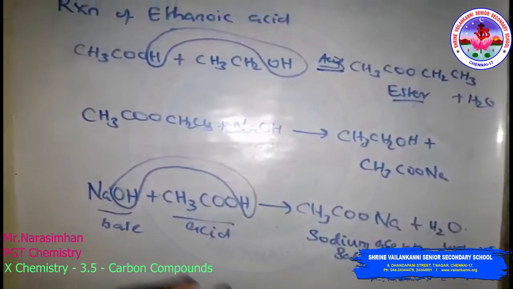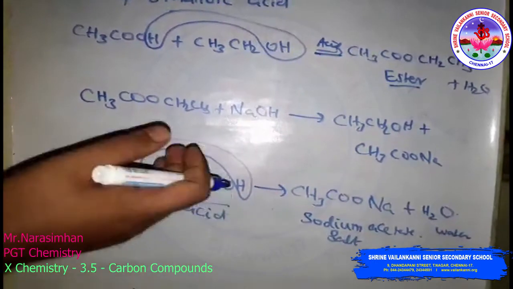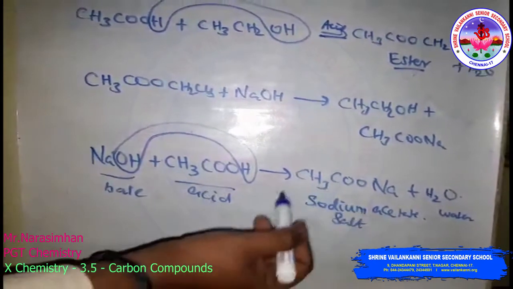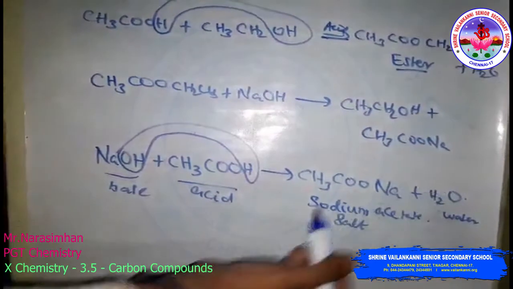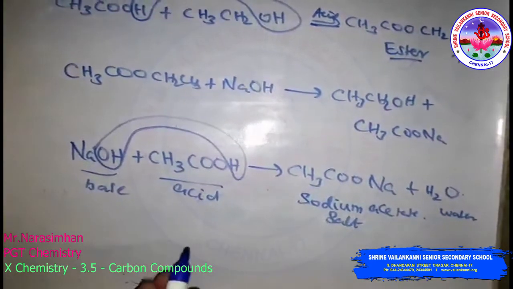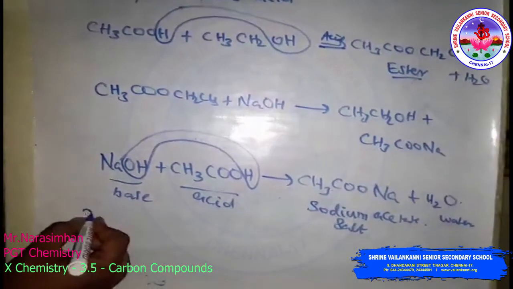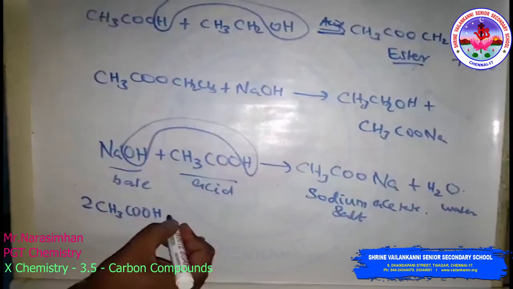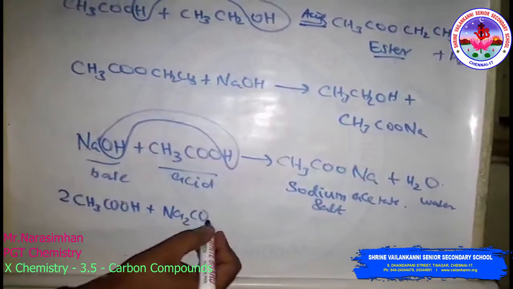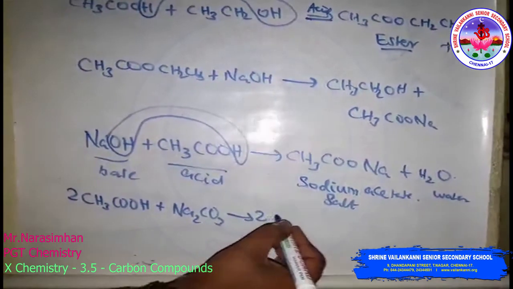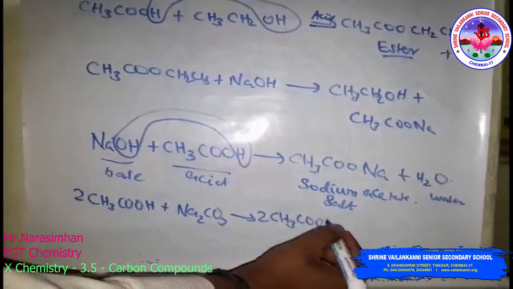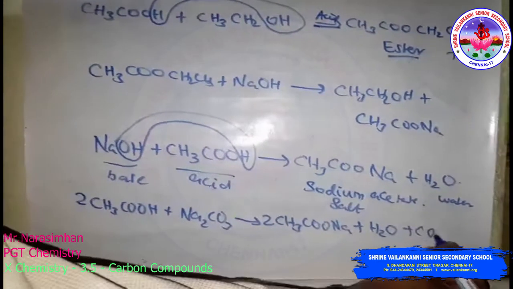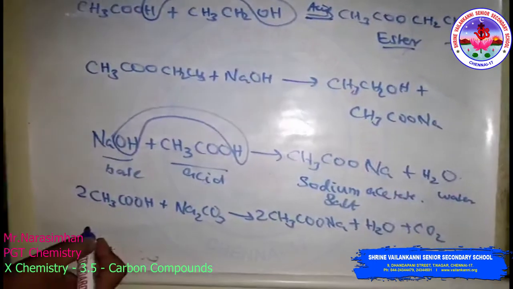Then the reaction with carbonates and hydrogen carbonates. Reacting with carbonates and hydrogen carbonates gives what? The same type of salt appears, and carbon dioxide and water. Carbon dioxide is produced here. When treated with 2 moles of acetic acid, CH3COOH reacts with sodium carbonate, Na2CO3, to produce 2 moles of sodium acetate, CH3COONa, and H2O and carbon dioxide.